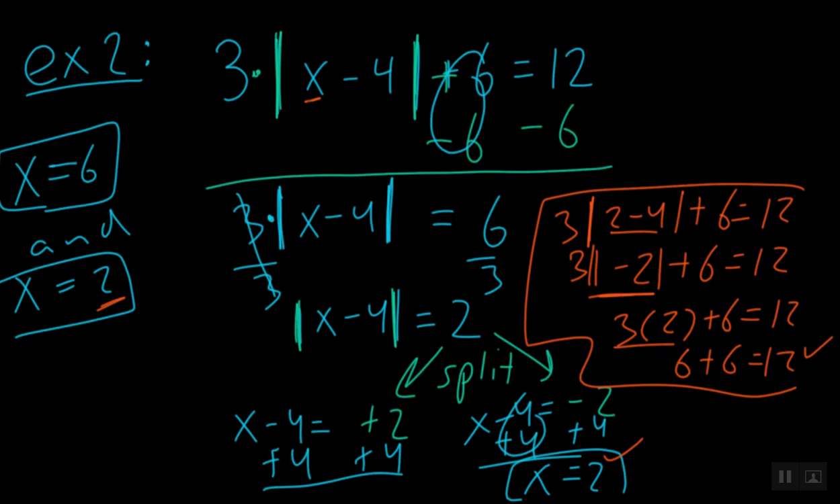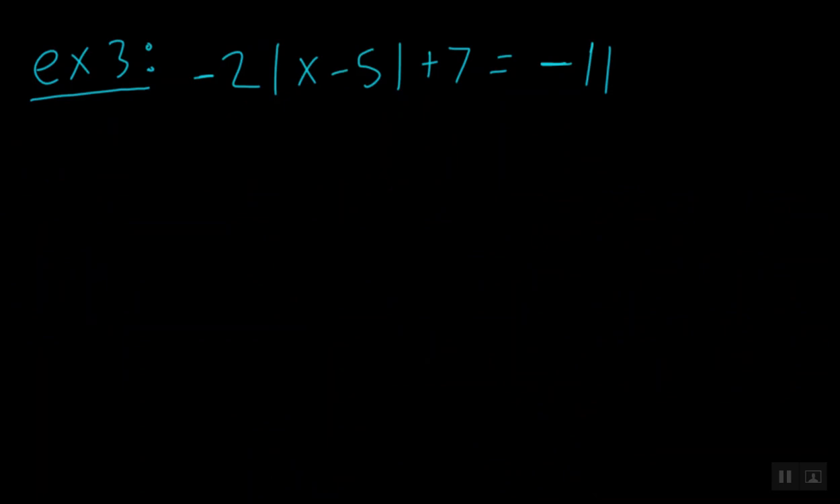Okay? Now let me show you something that looks like a non-example, but it's actually a good example. Okay, if I show you this example, 3, negative 2, absolute value bars, x minus 5 plus 7 equals negative 11, and you were to say, I see that over here we have a negative 11, this must be no solution, you would be wrong. Okay, this actually might have a solution, so let's check it out.